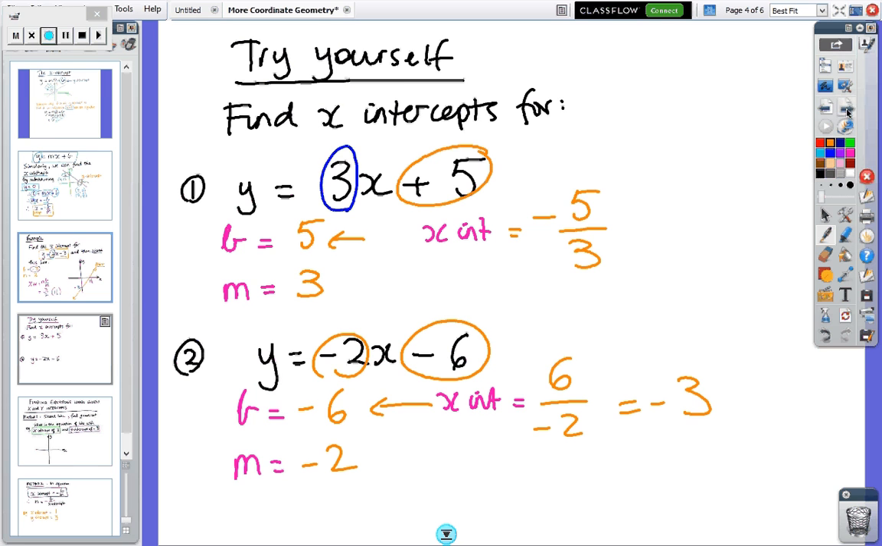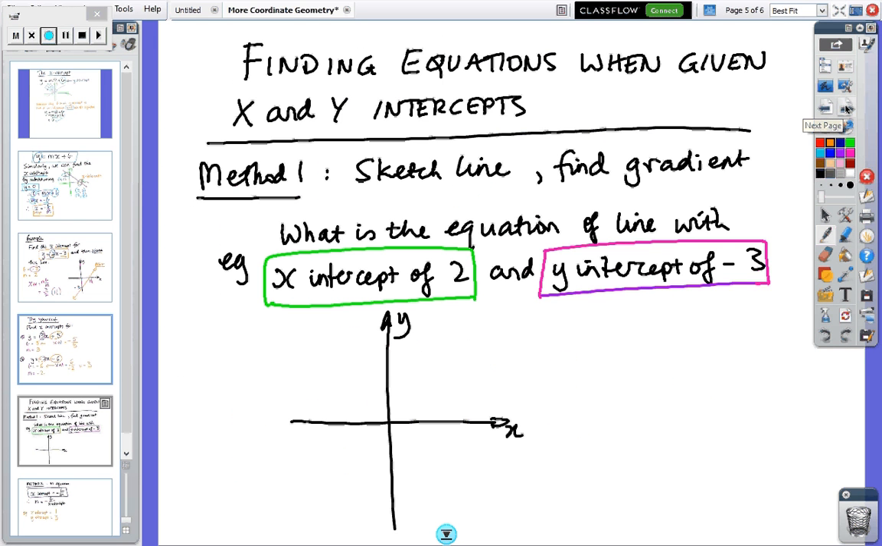Rightio. So let's have a look at the next part. The only other part is finding equations when you're given the x and y intercepts. The method that I'm going to show you, that you'll be happy with, is just do a sketch. So in method 1, it's do a sketch, then find the gradient, and then you'll have the equation.